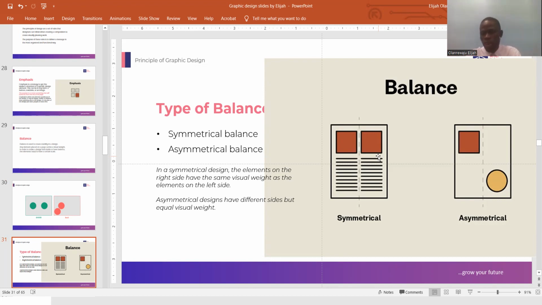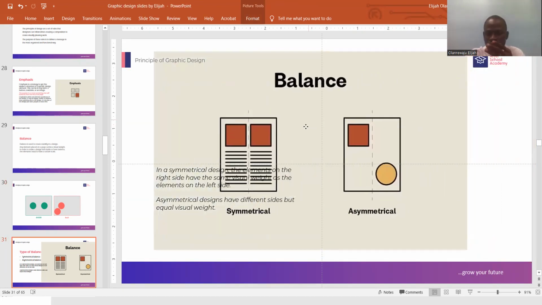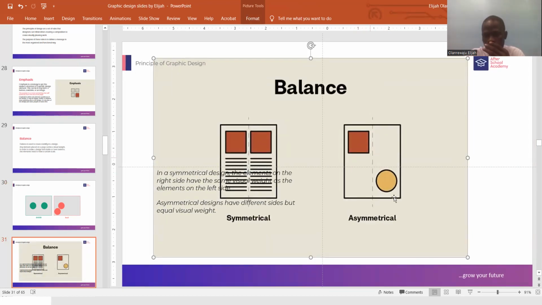So now all those ones are what? They are symmetrical balance. Then asymmetrical balance is what? They are different sides, but equal visual weight. Look at this one now. Look at where they place this. So now where you place it is not the problem. But the major point is that they must be balanced. They may be different elements. They don't necessarily need to be the same elements, right?